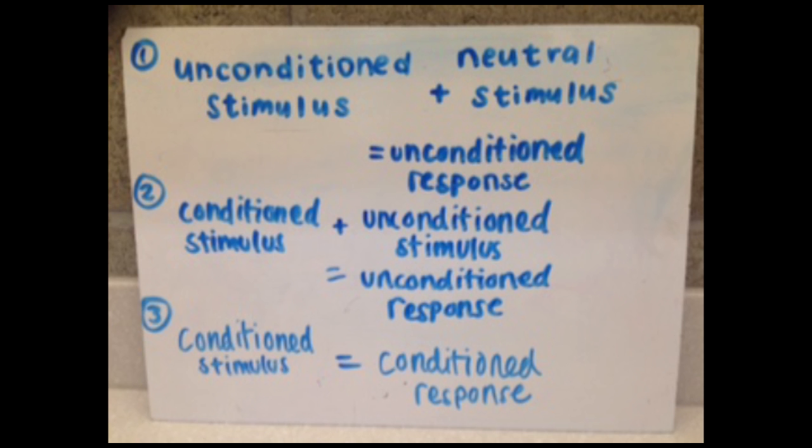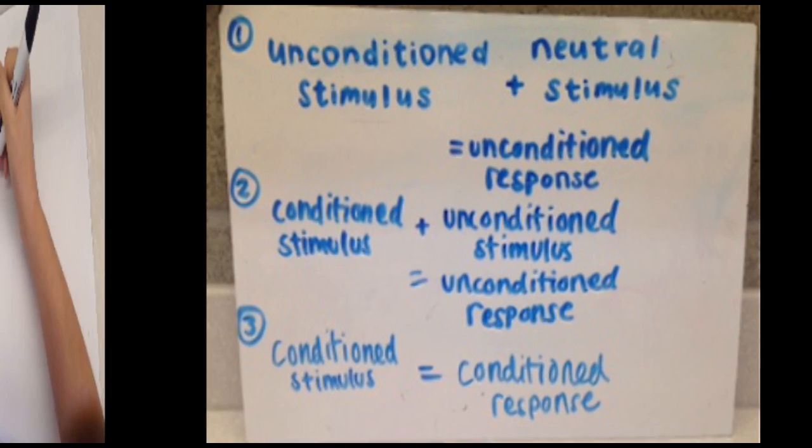Overall, classical conditioning can be simplified down to one equation. US, unconditioned stimulus, plus NS, neutral stimulus, equals the conditioned stimulus, CS, or CR, the conditioned response.